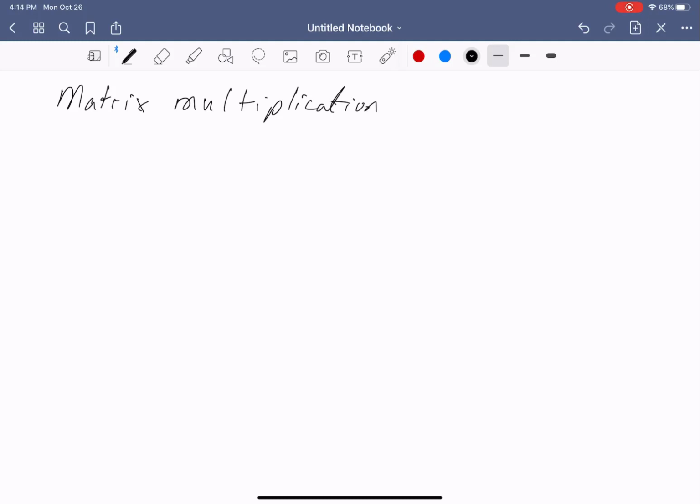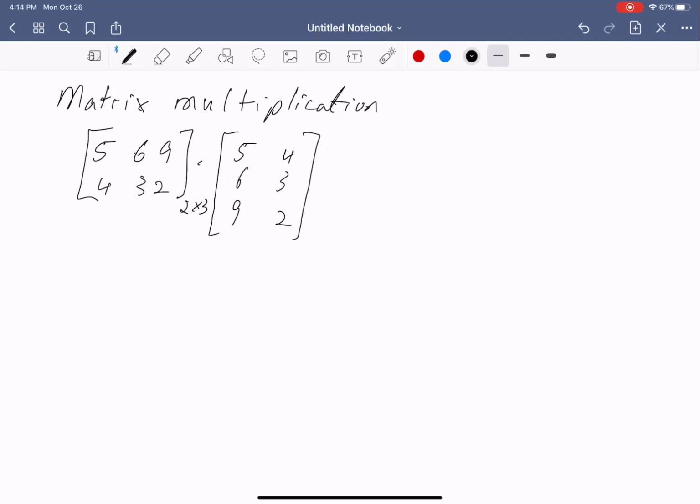So let's take those two matrices that we had, 5, 6, 9, and 4, 3, 2, and we multiply them by the matrix. So this is a 2 by 3, and this one is 5, 6, 9, 4, 3, 2, and when we multiply those, this is a 3 by 2. So we should get, when we eliminate those, they have to be equal, 3 and 3, we'll get a 2 by 2 matrix.